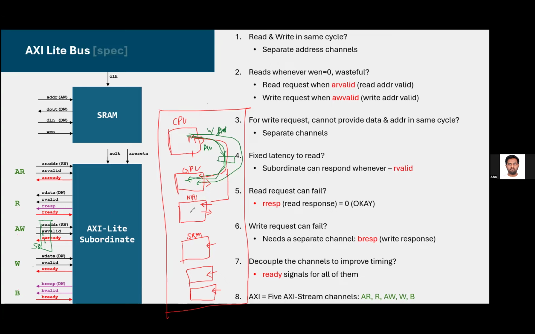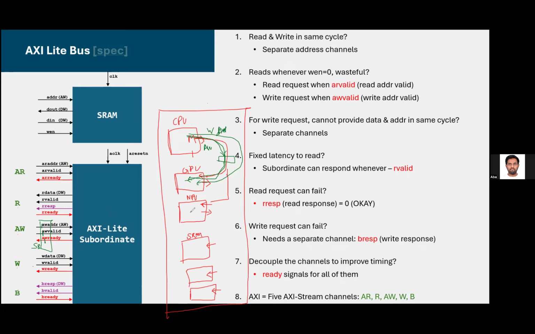The spec says that for every request, there should be a response. If you set the same ID for all of them, then the responses should be in order. Which means for the first request there should be the first response, and for the second request a second response. So you know whether the data response is valid or not from your RESP. If the RESP is not zero, then you know that for that particular request, the response has failed. So that request has failed.